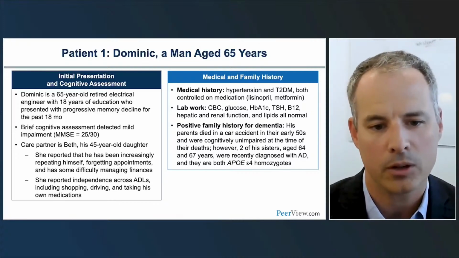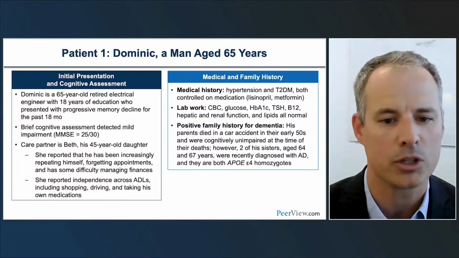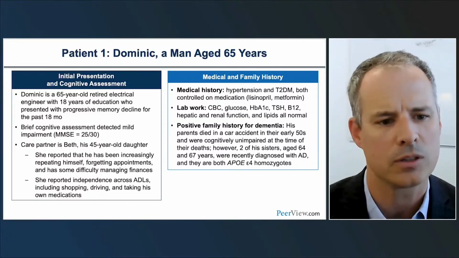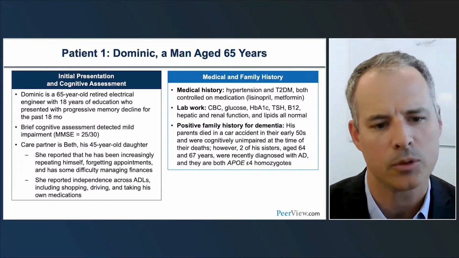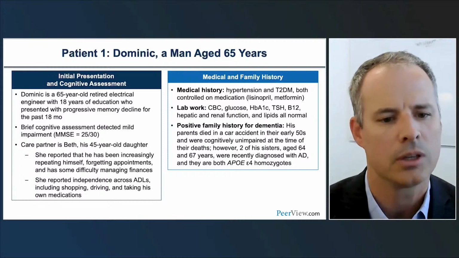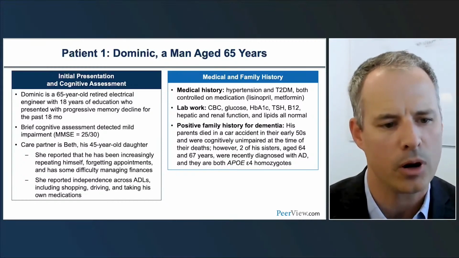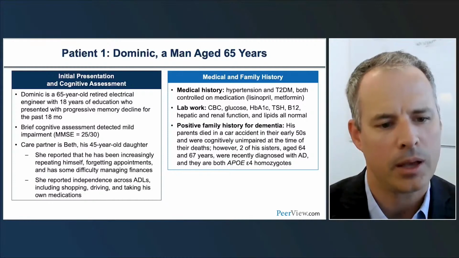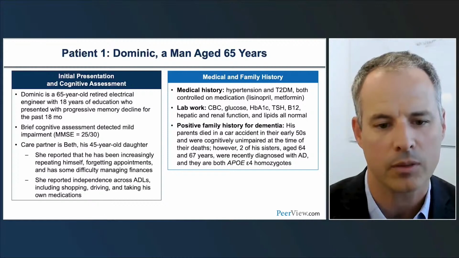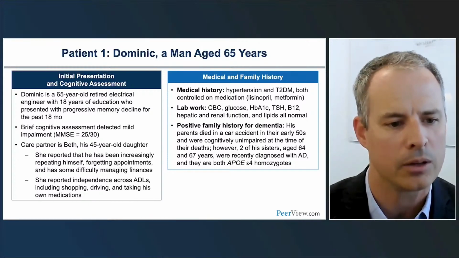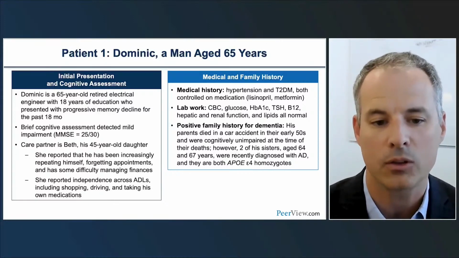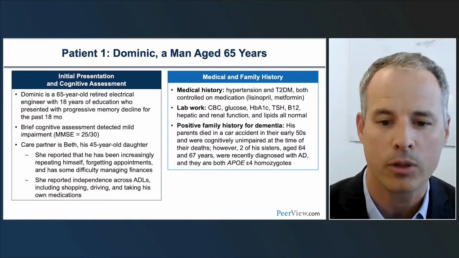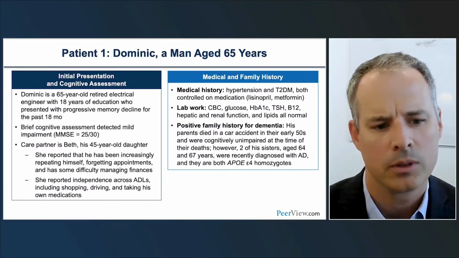He's otherwise independent across all his activities of daily living, including shopping, driving, and taking his own medications, and lives independently. His medical history is significant for hypertension, type 2 diabetes, both controlled with medication. Lab work is essentially unremarkable. He does have a positive family history for dementia. So his parents died in a car accident in their 50s, at which time they were cognitively unimpaired. But two of his sisters, 64 and 67, were recently diagnosed with Alzheimer's disease, and both were ApoE4 homozygotes.